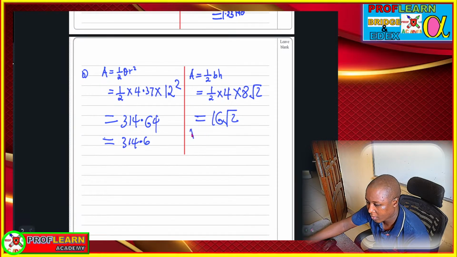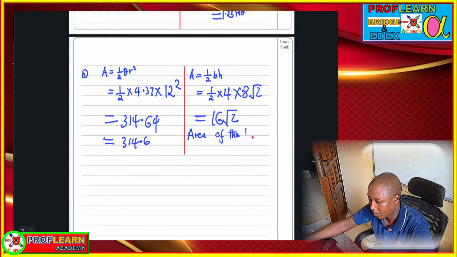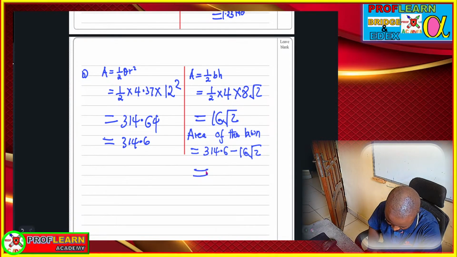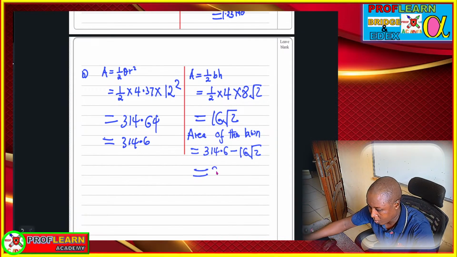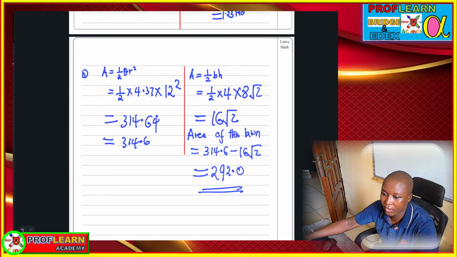So the area of the lawn is going to be 314.6 minus 16 root 2, and if you work it out, 292.0 is the final answer for that case.